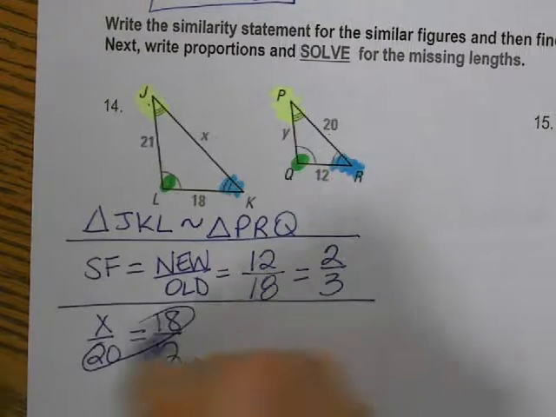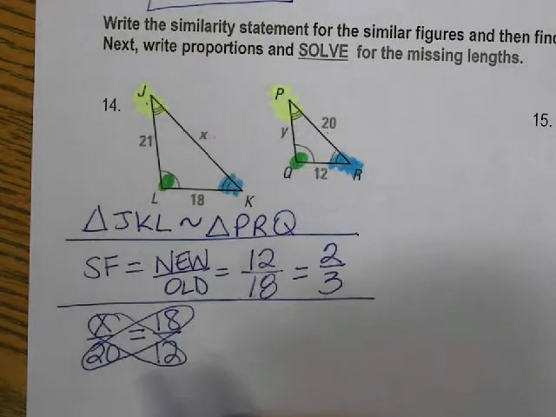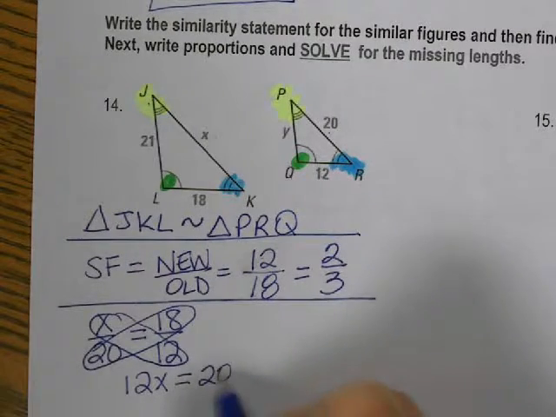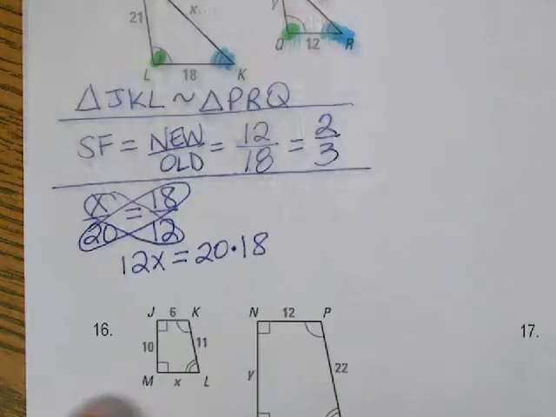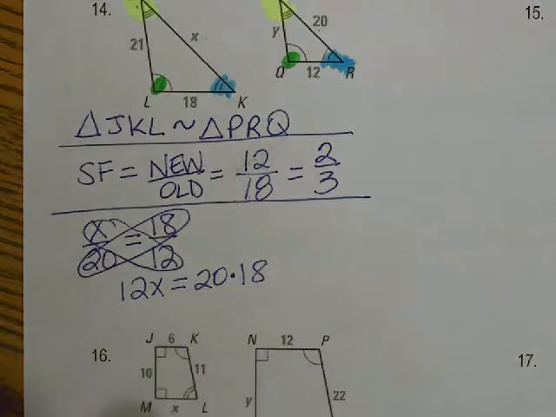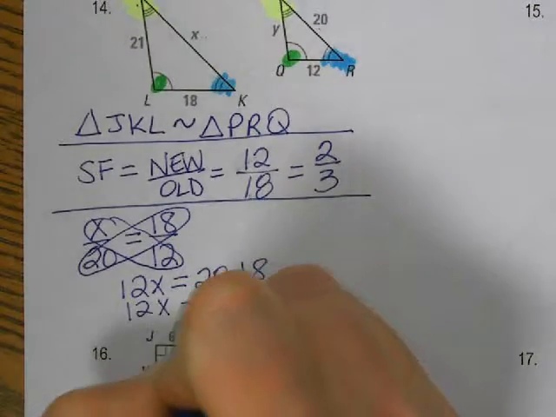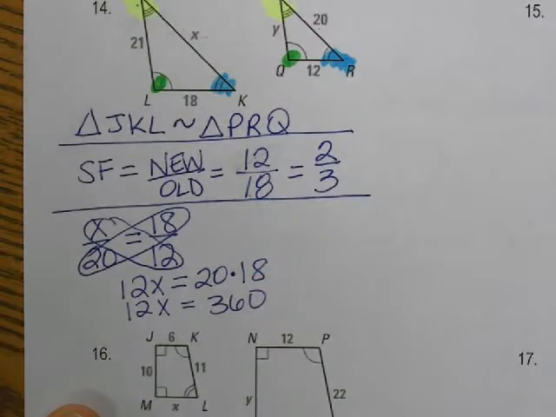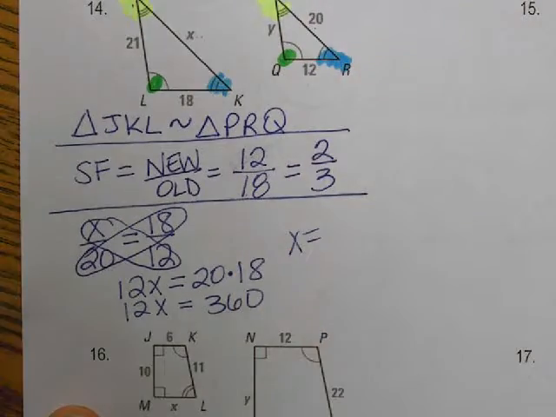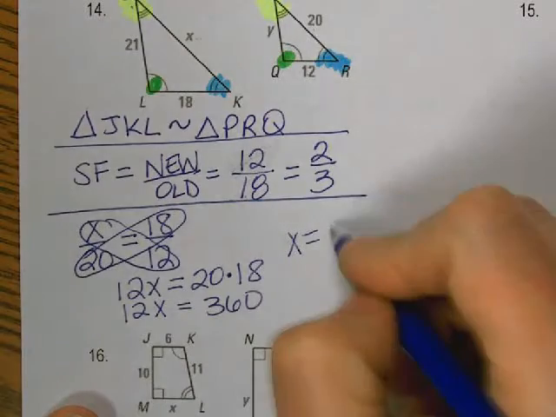And then you just cross multiply. So this is 12x equals 20 times 18. And then you just solve for x. So 20 times 18 is 360. And then you just divide. So x equals 30.